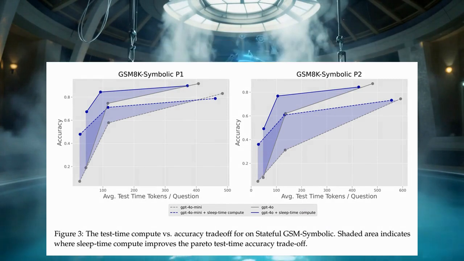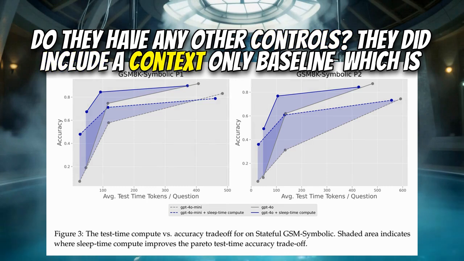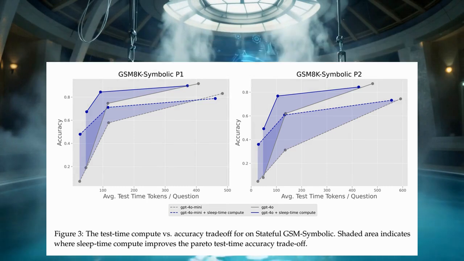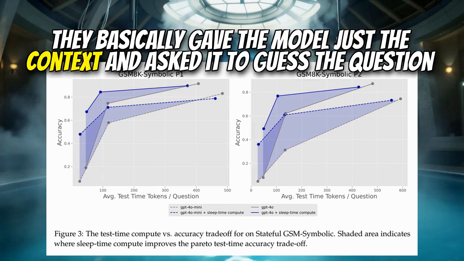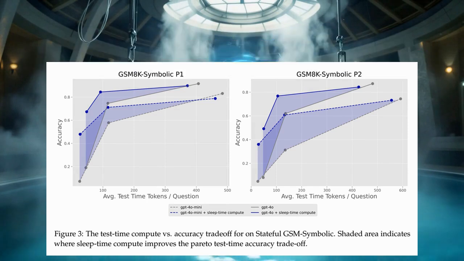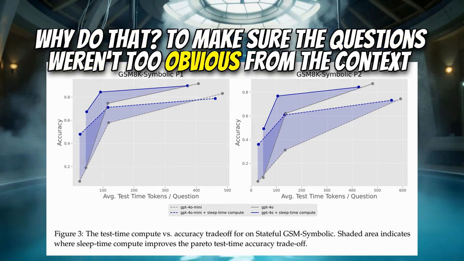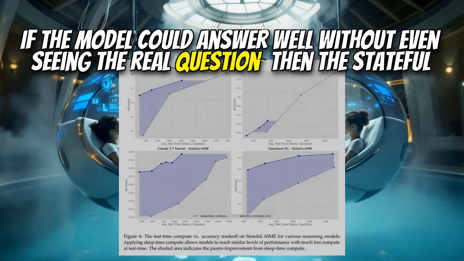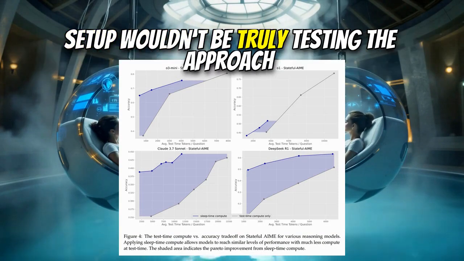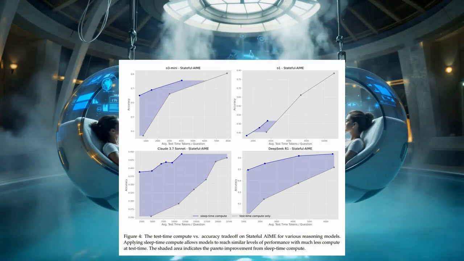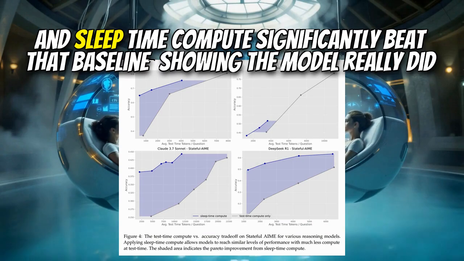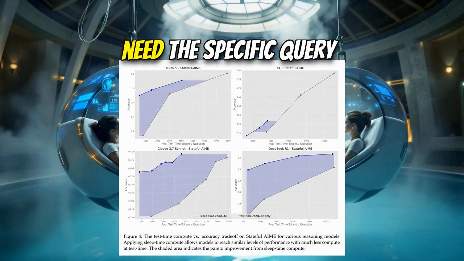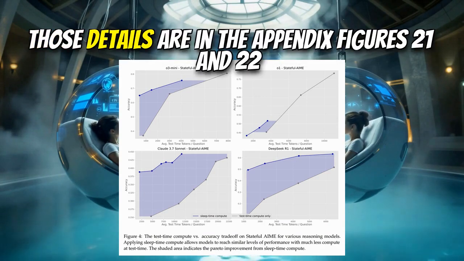Standard test time compute. Did they have any other controls? They did include a context-only baseline, which is interesting. They basically gave the model just the context and asked it to guess the question and answer it. Why do that? To make sure the questions weren't too obvious from the context. If the model could answer well without even seeing the real question, then the stateful setup wouldn't be truly testing the approach. Oh, okay. A sanity check. Right. And sleep time compute significantly beat that baseline, showing the model really did need the specific query. Those details are in the appendix, figures 21 and 22.